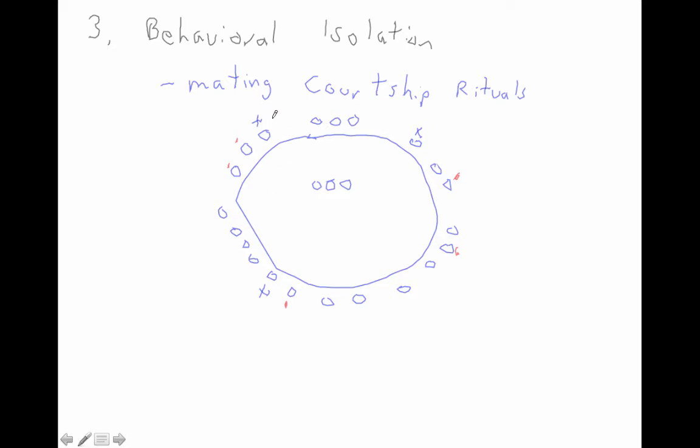If a female recognizes this one here, she's not going to recognize these two. She may hear them, but this is the one she goes after. So this is behavioral isolation. And this next one is called mechanical isolation. This is an interesting one.